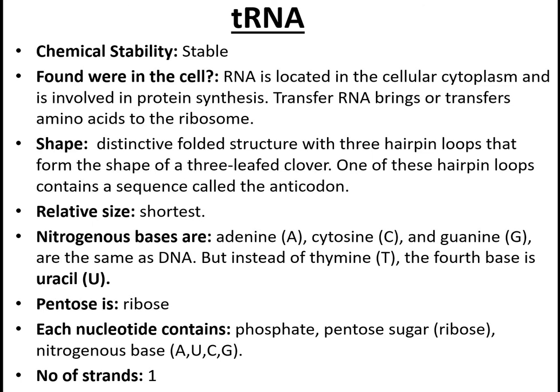Pentose sugar is ribose, and each nucleotide contains phosphate, pentose sugar, which is ribose, and a nitrogenous base, A, U, C, or G, and it is single-stranded, it's one polynucleotide strand.